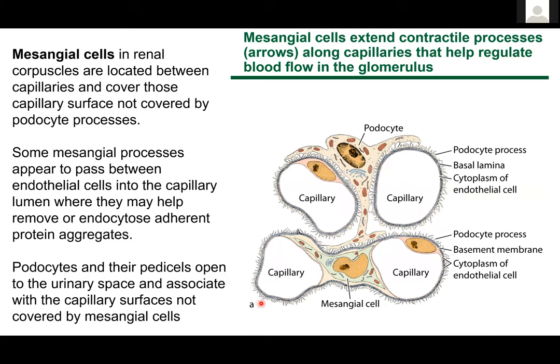So if you look at this little cross section here, we've got capillary, capillary, capillary, capillary. They are still surrounded by podocytes, but joining two of the capillaries is a mesangial cell. So these are not covered by podocyte surfaces in their entirety. And mesangial cells have the power to, for example, wrap around capillaries and change the blood flow through the glomerulus, among other things.